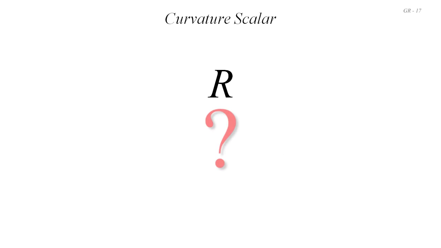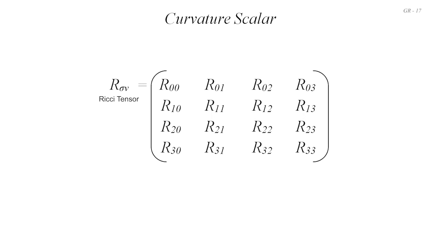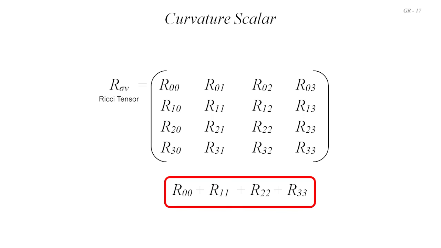Okay, so what is the curvature scalar, and how is it taken from the Ricci tensor? Here's the Ricci tensor once again for 4-dimensional space-time. Well, the curvature scalar is essentially the trace of the Ricci tensor, but not quite. If you've done a little on matrices, you'll know that the trace of the Ricci tensor would be the sum of the diagonal elements, and so would be equal to R00 plus R11 plus R22 plus R33.